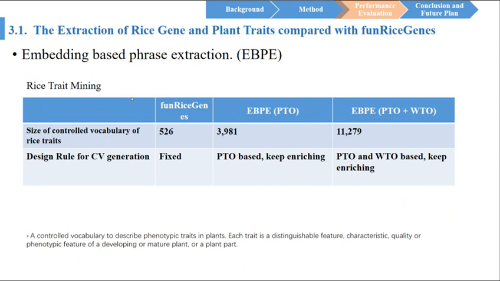Second, the result of our EBPE method. We made a great progress both in quality and quantity, because our rice trait phrases are obtained through the cosine similarity calculation in EBPE. Third, the gene rice trait association result.